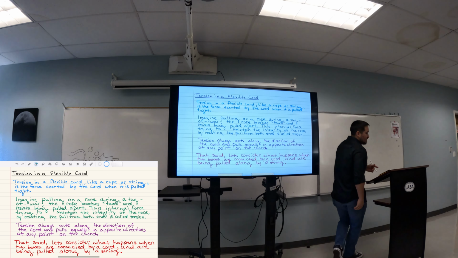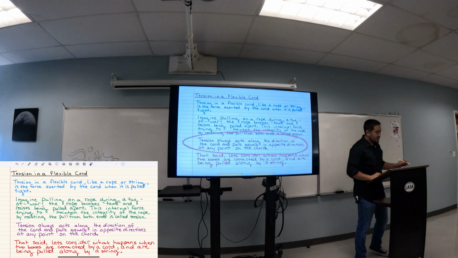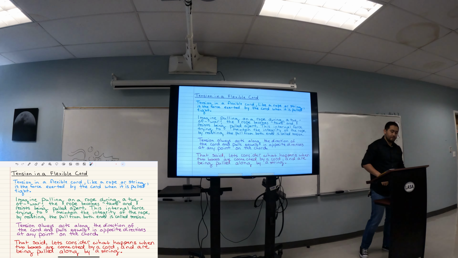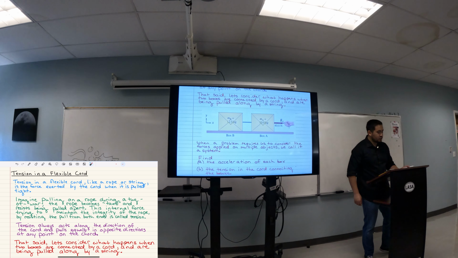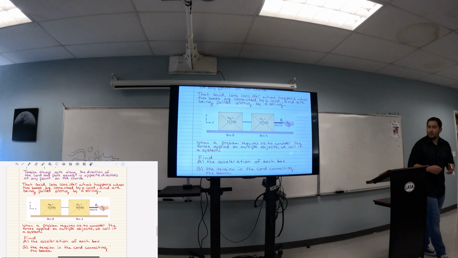This purple line is very important. Tension always acts along the direction of the cord and pulls equally in opposite directions at any point on the cord. That's exactly what I was trying to just tell you right now. All right, but another important thing to understand is that the tension is always pointing along the direction of the cord. That said, let's go ahead and try to consider a problem that actually starts to implement tension.